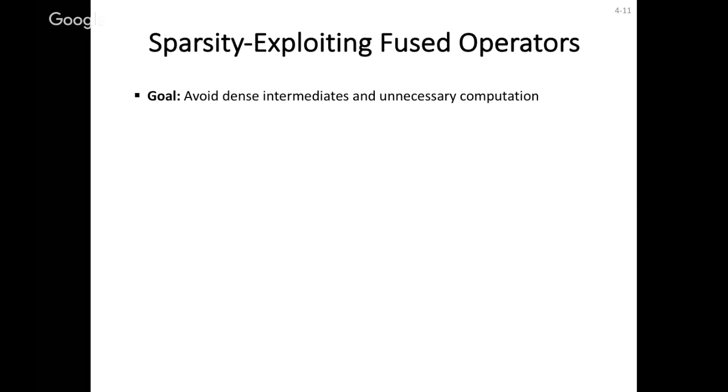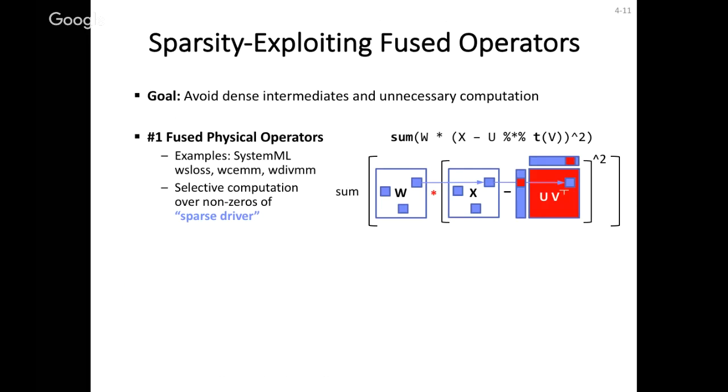Now, so far we discussed kind of preventing intermediates and avoiding the number of scans. One large class or one opportunity for fused operators is sparsity exploitation. So, for example, here we see a very common loss function, which is weighted squared loss, where we try to evaluate a low-rank factorization, how close to our sparse ratings matrix is it already? In order to do that, we have to perform an outer product-like operation that creates a huge dense intermediate in the dimensions of our sparse input matrix, but dense.